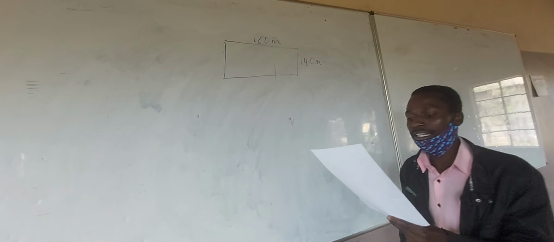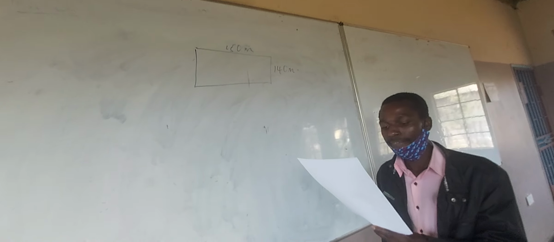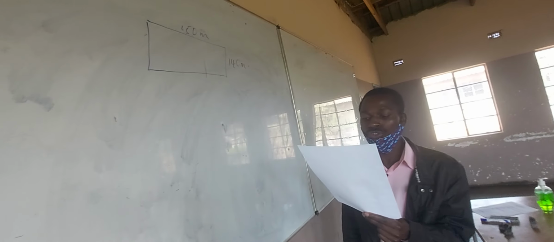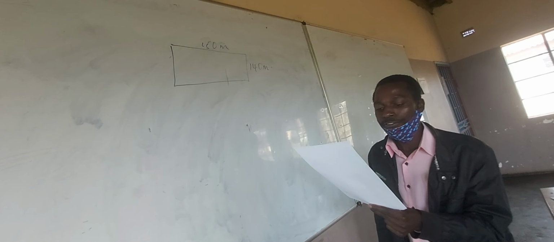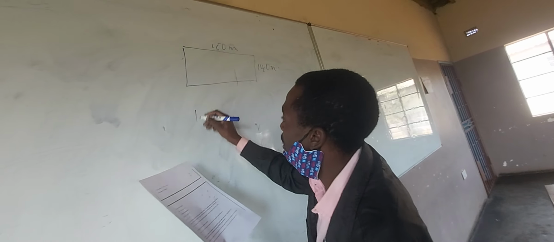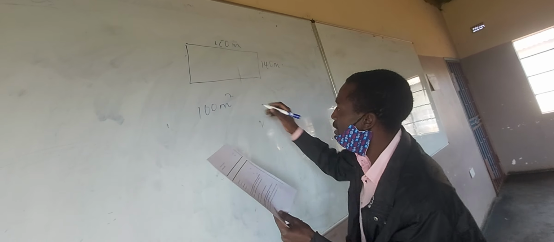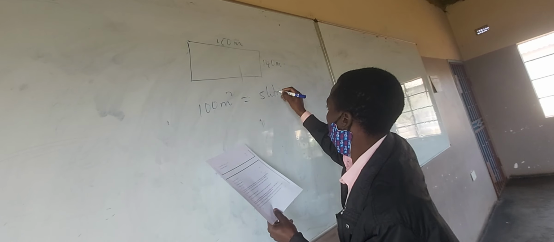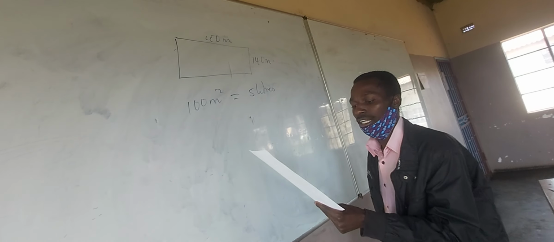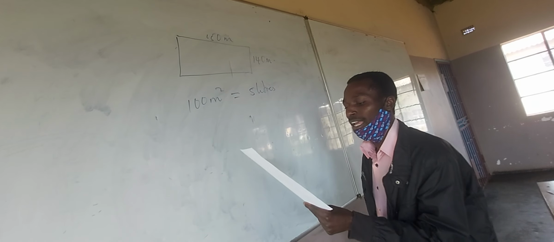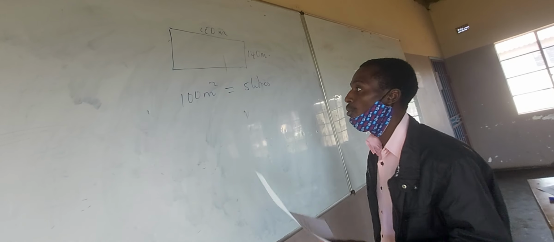140 meters, right? So the farmer wants to use chemicals to destroy weeds in the plot. For every 100 square meters, 5 liters of chemicals are used. Now the question is saying, calculate the quantity of the chemicals in liters needed to destroy weeds in the whole plot.